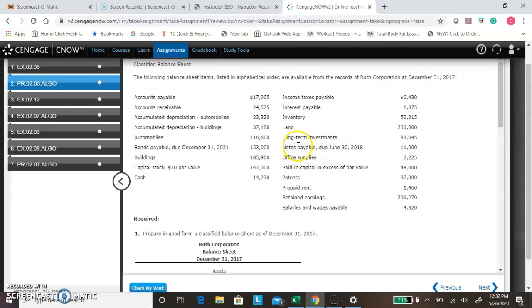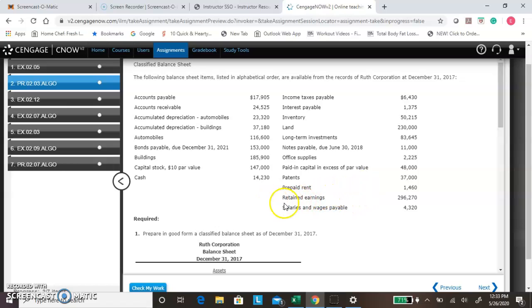Notes payable. So again, that has the word payable on it. That's going to be a liability, balance sheet. Office supplies. You could, if you had to, sell those and turn them into cash. So that's an asset. Paid in capital in excess of par. That is an equity item. That's just something you're going to have to learn. So it's going to go on the balance sheet. Patents, those are an asset. Prepaid rent is an asset.